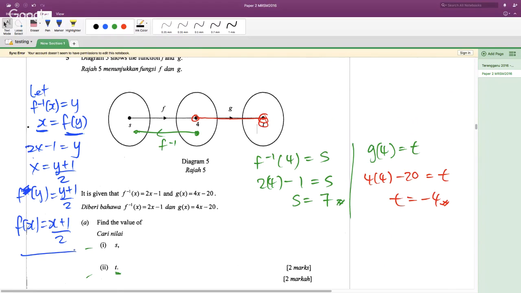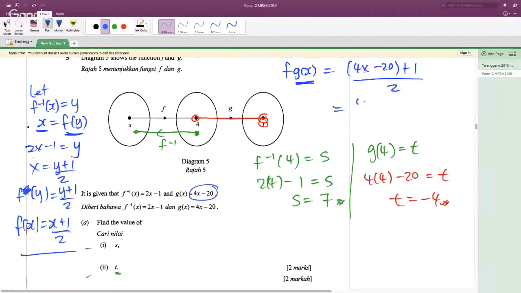Then the question asks about FG of X. That means I have to substitute my G of X into my F of X. What's my G of X? My G of X is 4x minus 20. So I will have 4x minus 20 plus 1 over 2. So this one is 4x minus 19 over 2. Done. It's quite simple.